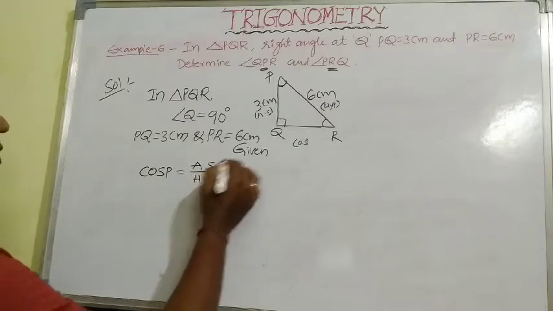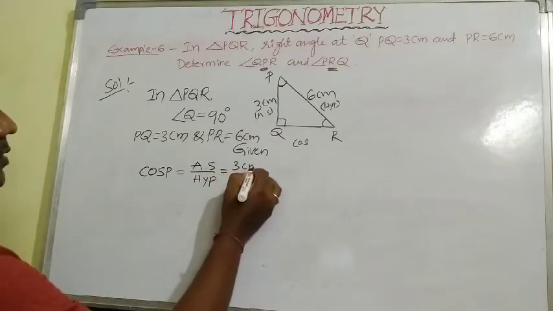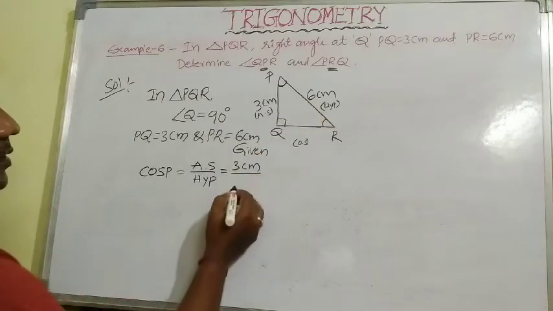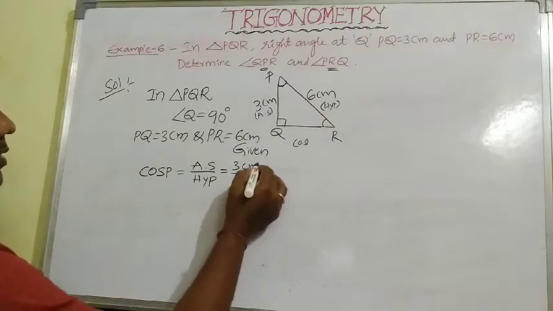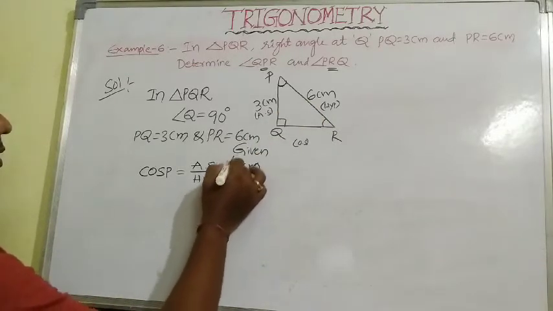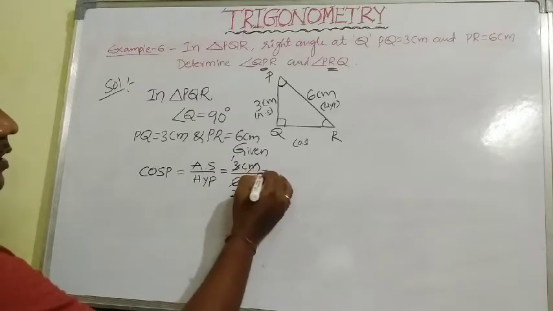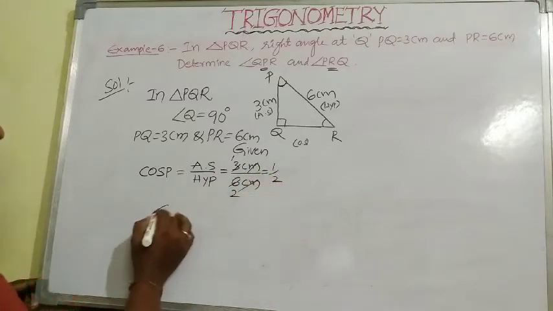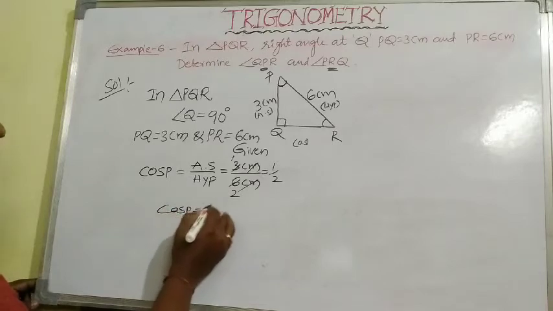So here the adjacent side is 3 centimeters and the hypotenuse is 6 centimeters. Centimeter gets cancelled. 3 ones are 3, 3 twos are 6. That means 1 by 2. So here cos P value is 1 by 2.